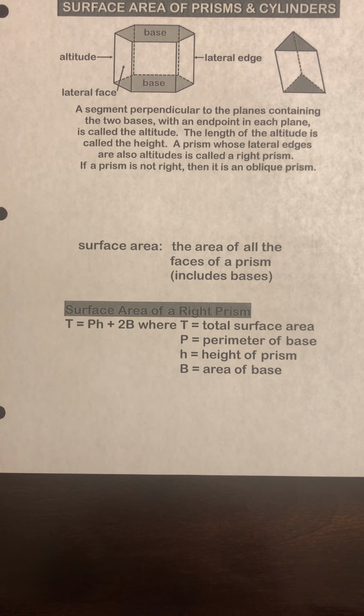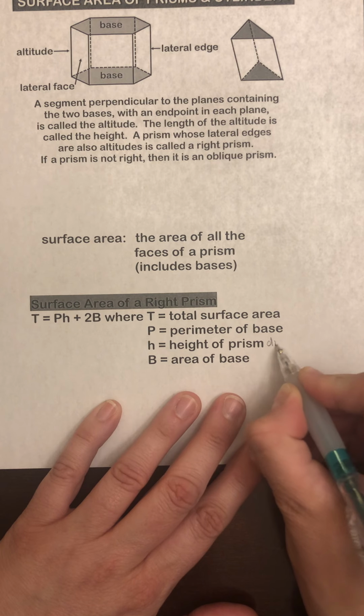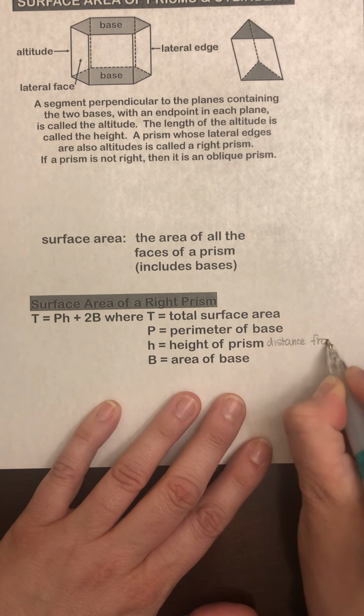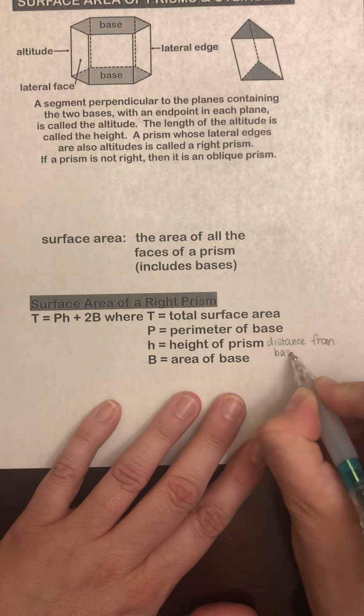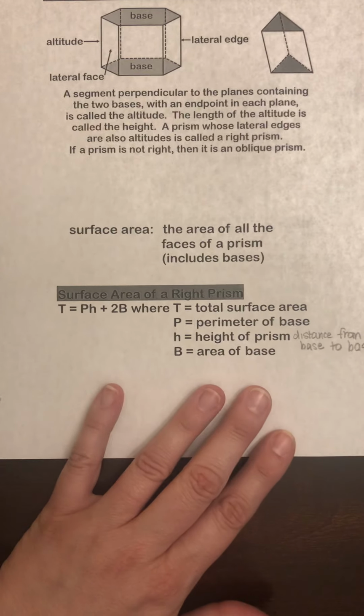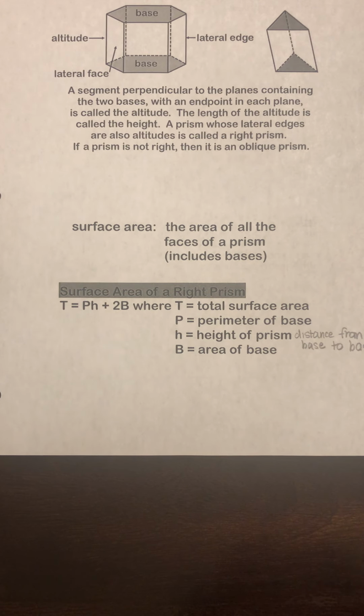Don't get that confused with the height of one of the faces. It's the height of the prism. In other words, what is the distance from base to base? How far apart are the two bases? That's what the H represents. How far apart is base 1 from base 2?